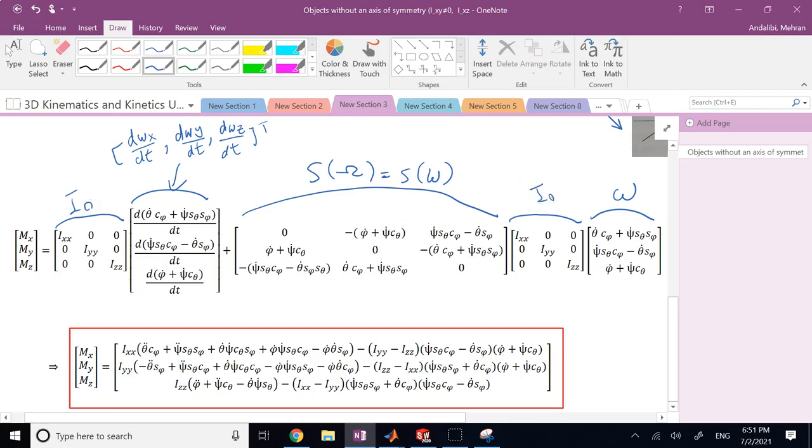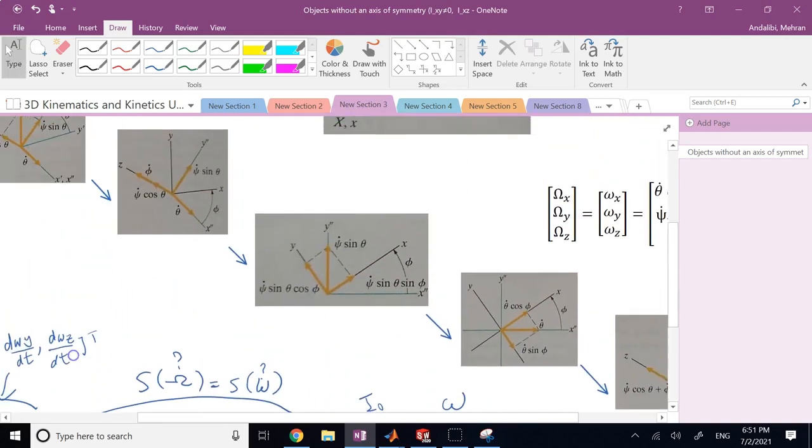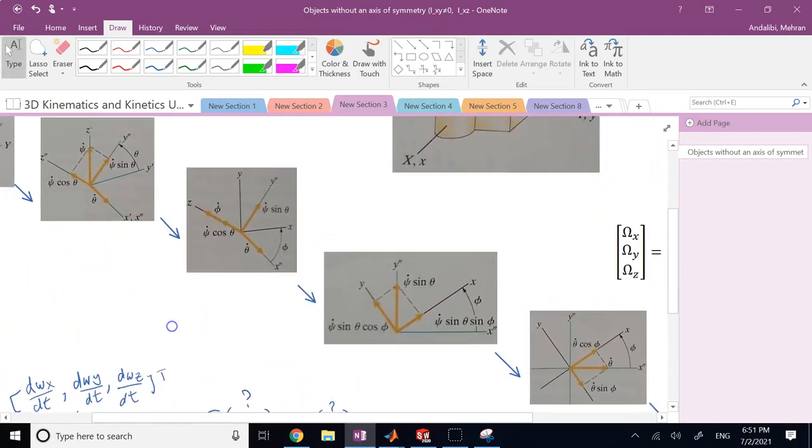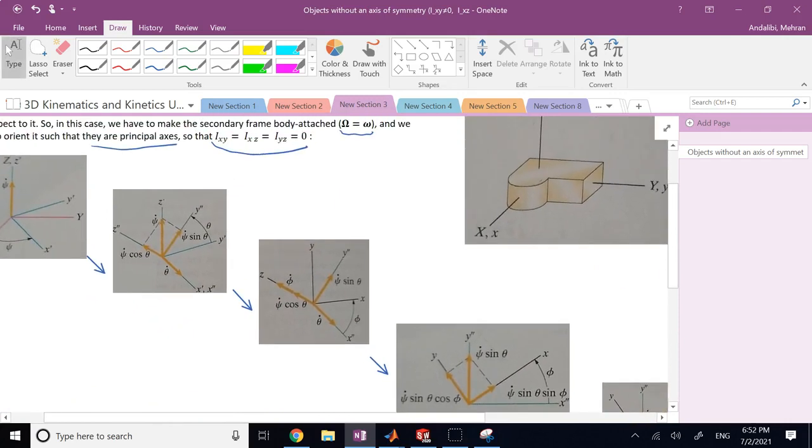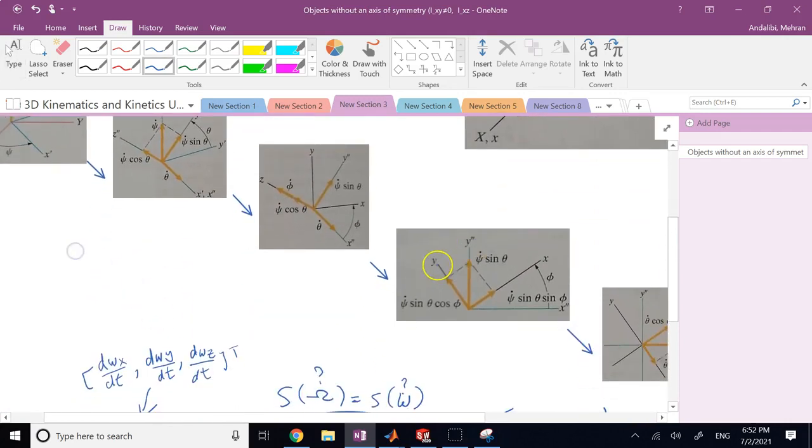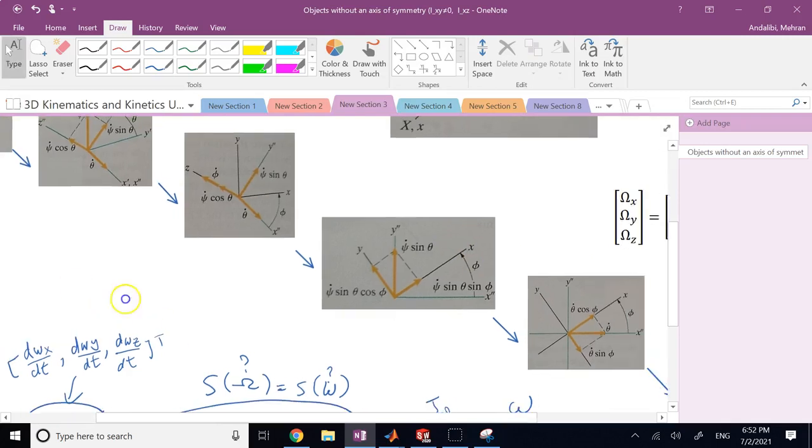So the only thing remaining is, of course, what is small or cap omega, which are the same thing. How do I find it? And as I said, in this case, you need to go one further step in projection, because now your secondary axis would also go through angle phi.